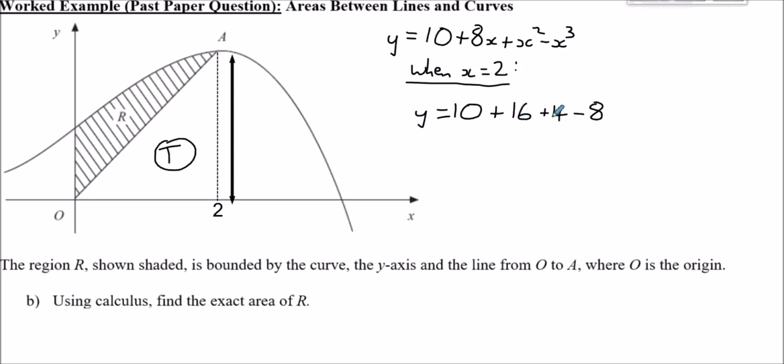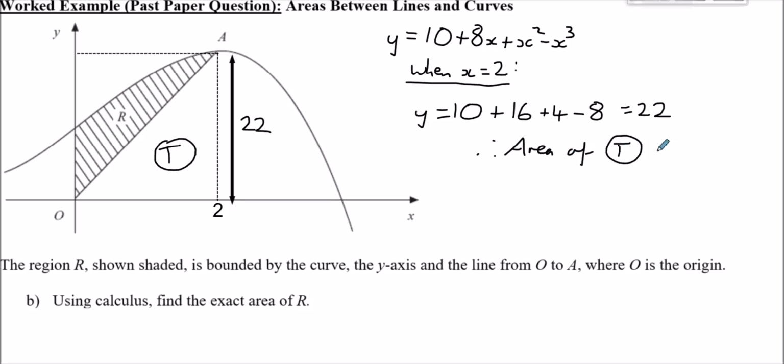So 10 plus 16 plus 4 minus 8, that gives us 22. So what that tells us is that the height of this triangle must be 22. So therefore the area of the triangle, area of T.